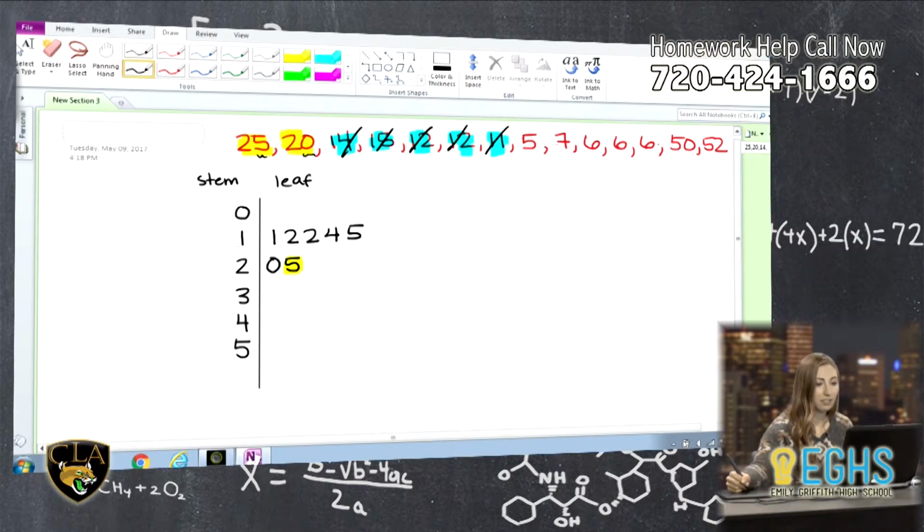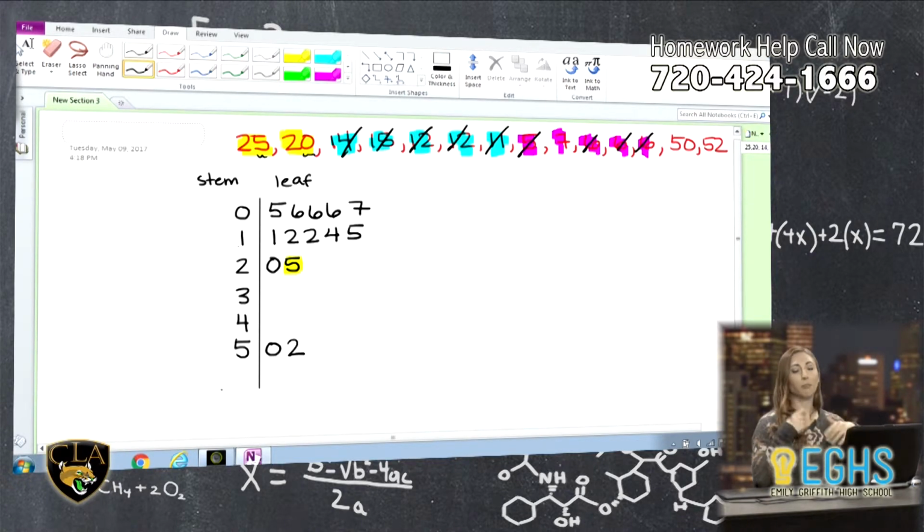5, 7, 6, 6, 6, those numbers would all go in my 0 stem because there's a 0 in the tens place on all of those. And again, I should put those in order. So I'm going to say 5, and then 6, 6, 6, and then 7. And then I have 50 and 52. So 50 would go here and 52 would go there.